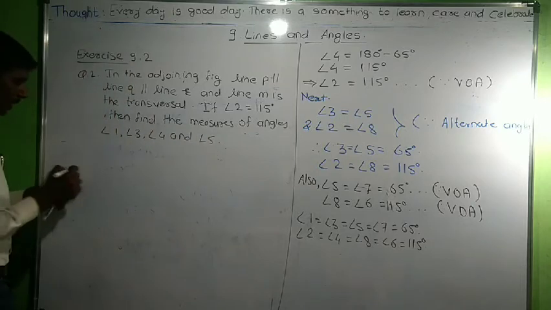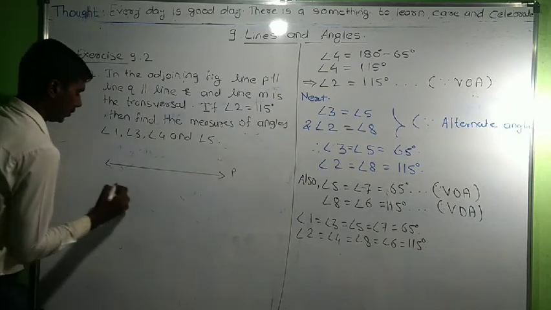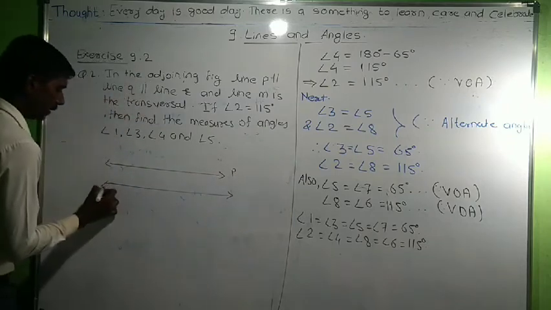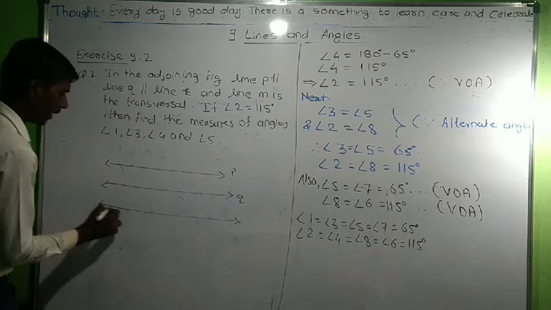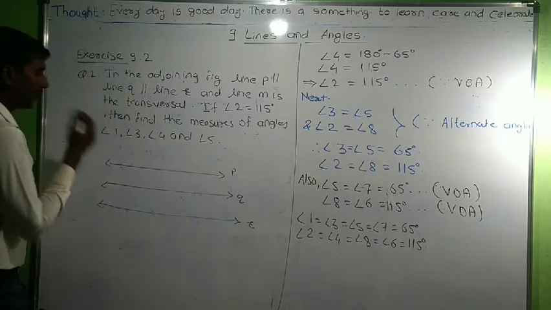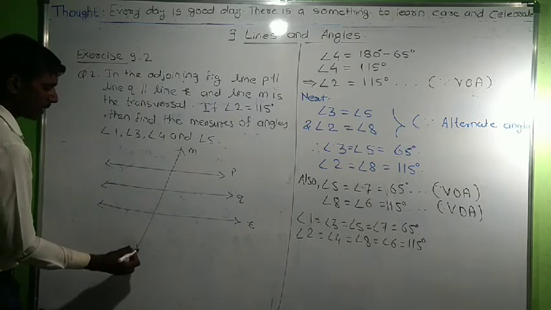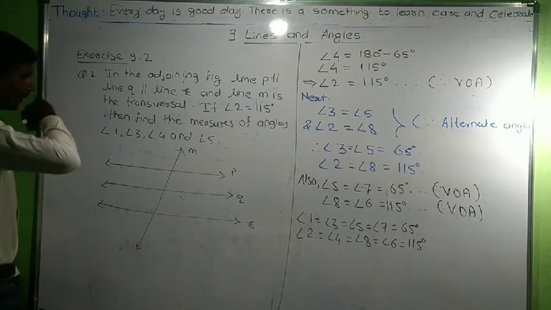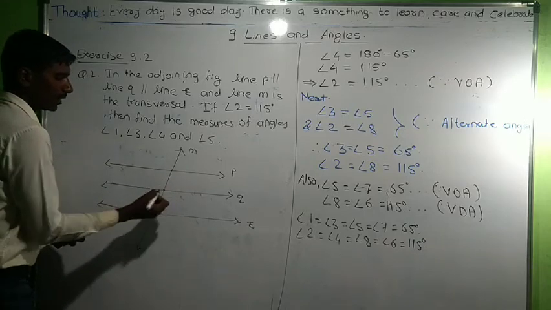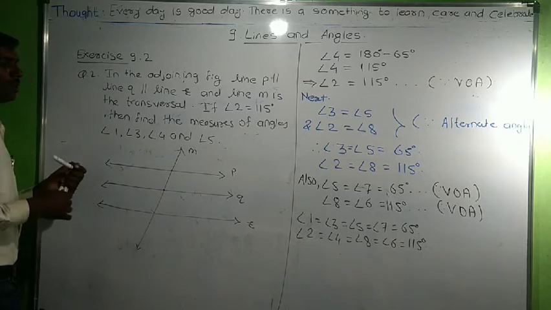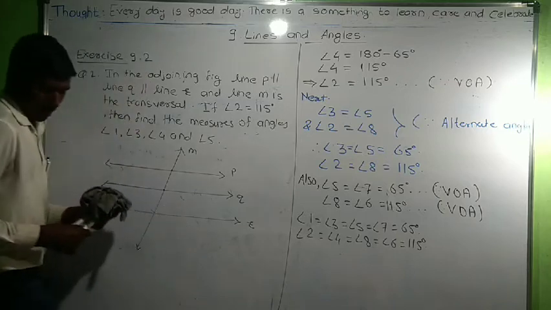Okay, so the figure I am drawing here: line P is parallel to line Q, which is parallel to line R. These 3 lines are parallel to each other, and line M is the transversal. The concept of a transversal is that a line cuts 2 other lines at 2 distinct points. These 2 are the distinct points, so that line is called the transversal. Okay, so let's start answering the question.